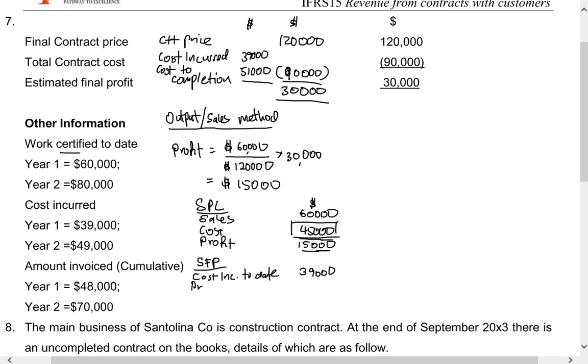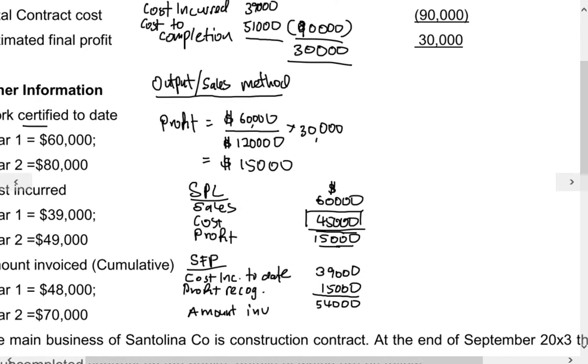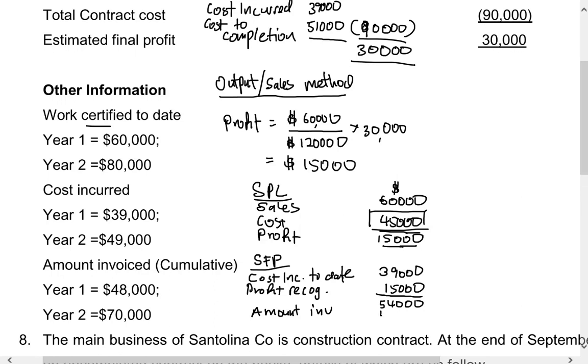Plus profit recognized, 15. That gives 54. Cost plus profit, I should be billing them 54. So the amount invoiced, or the progress billing, is $48. The difference, 6, is the contract asset.